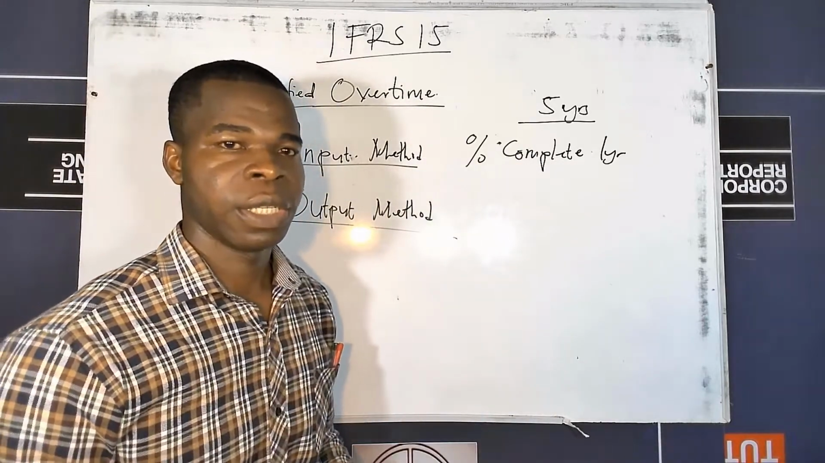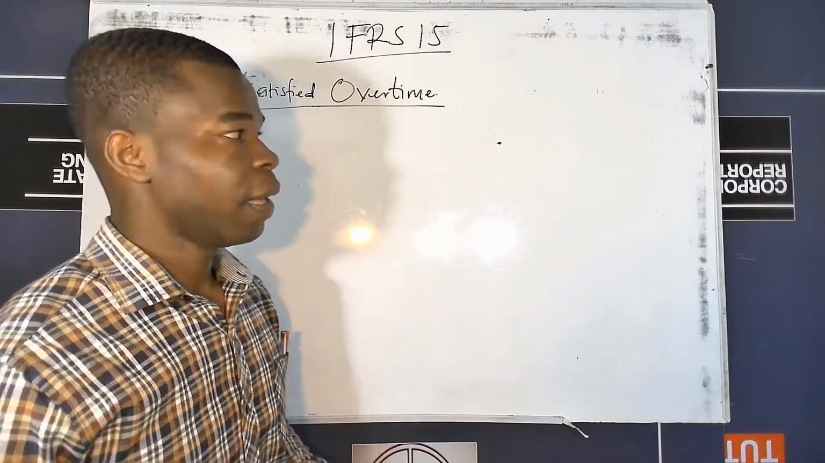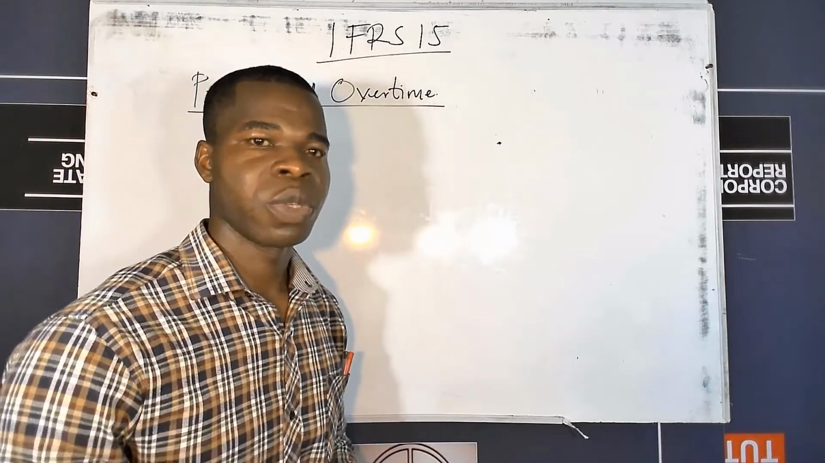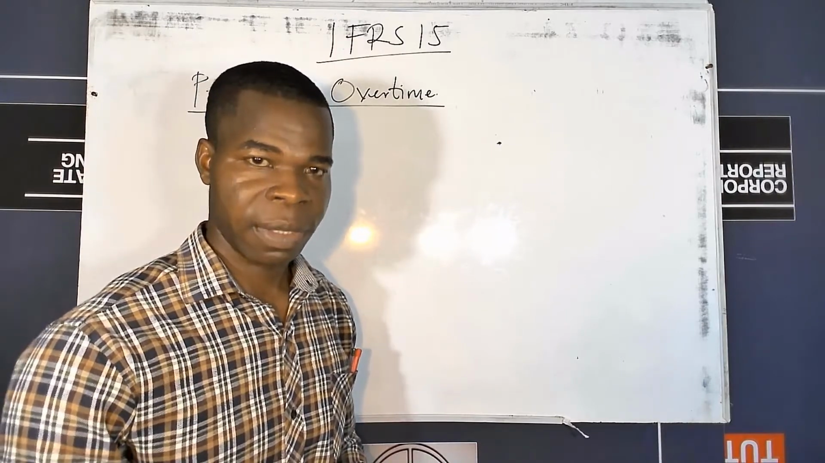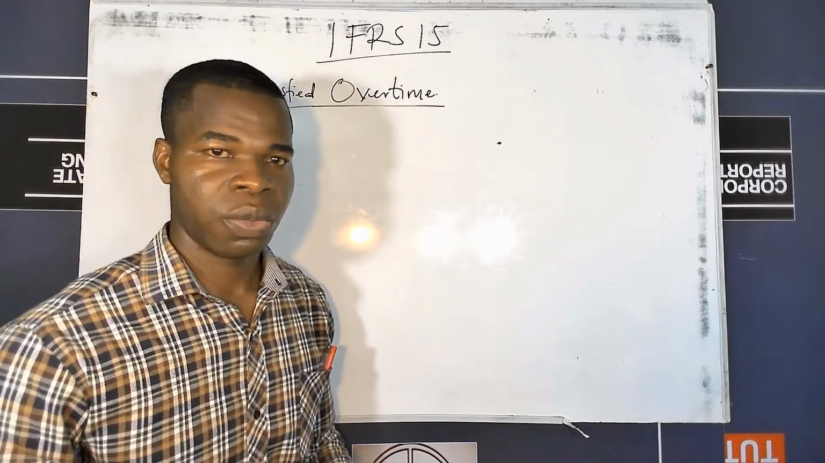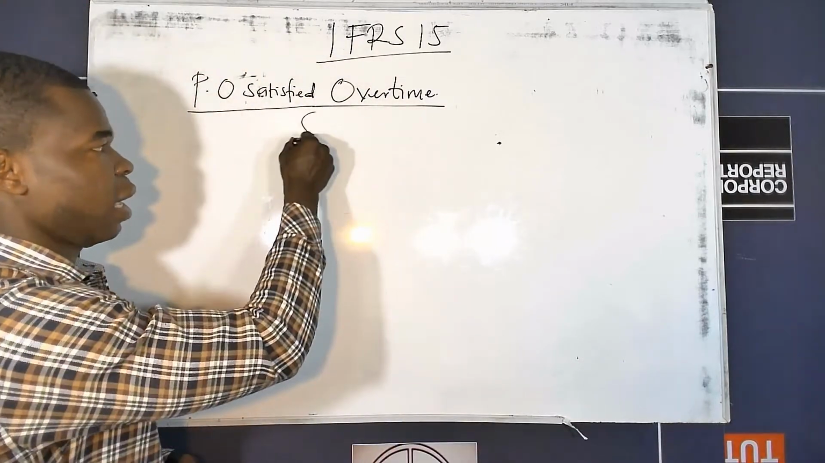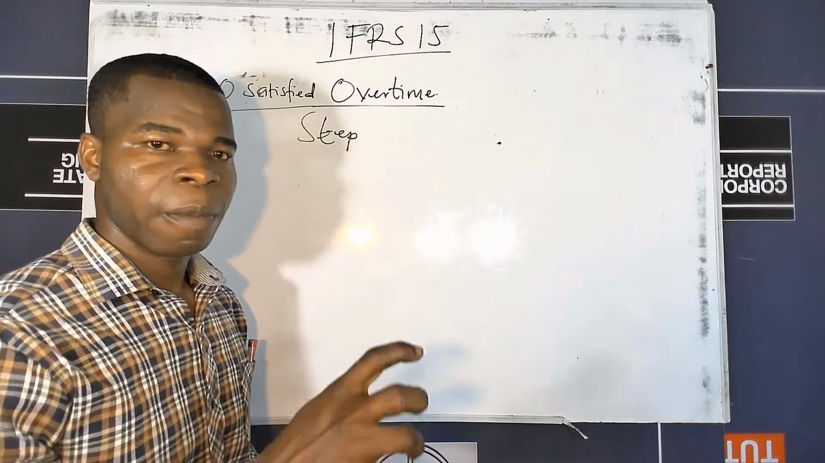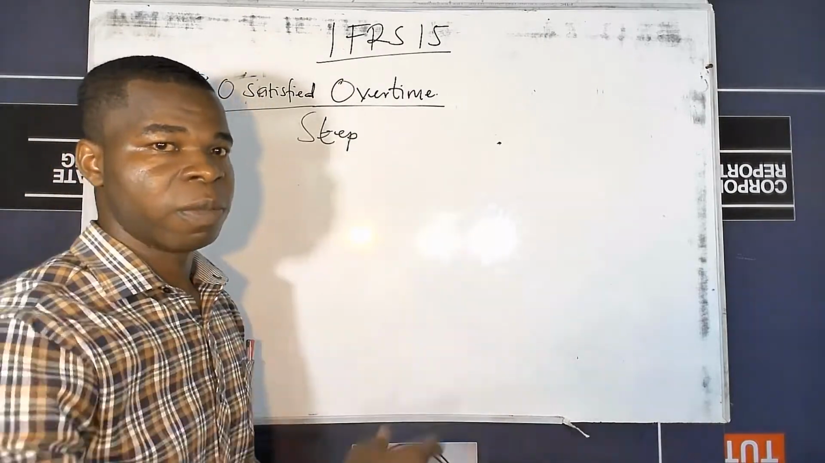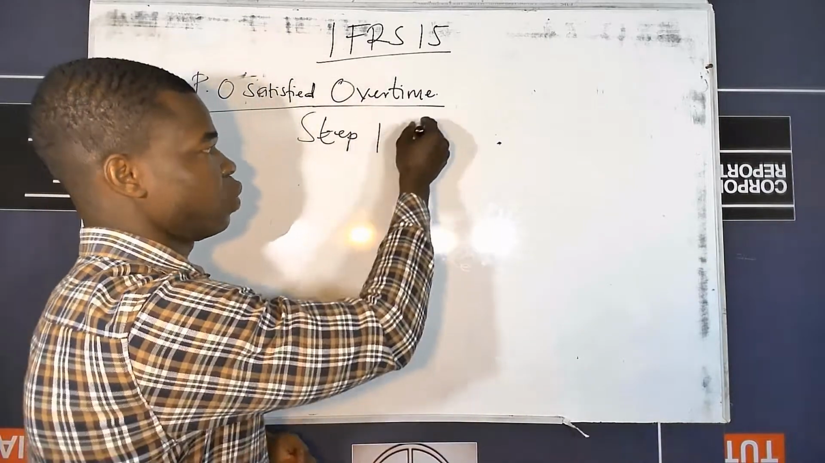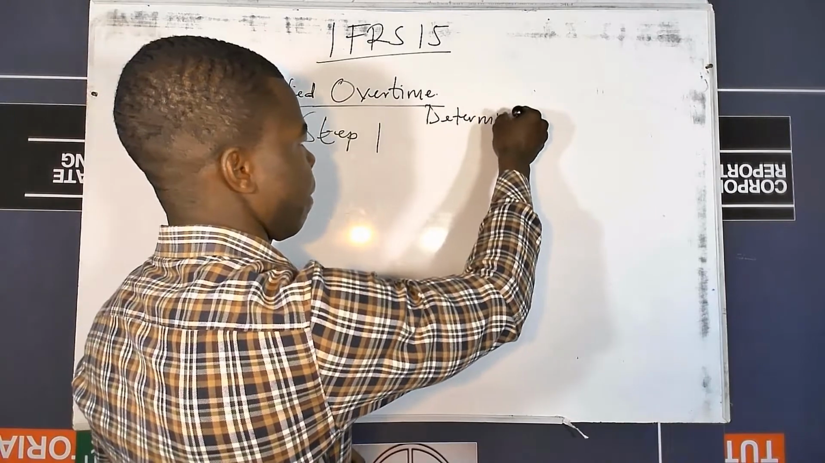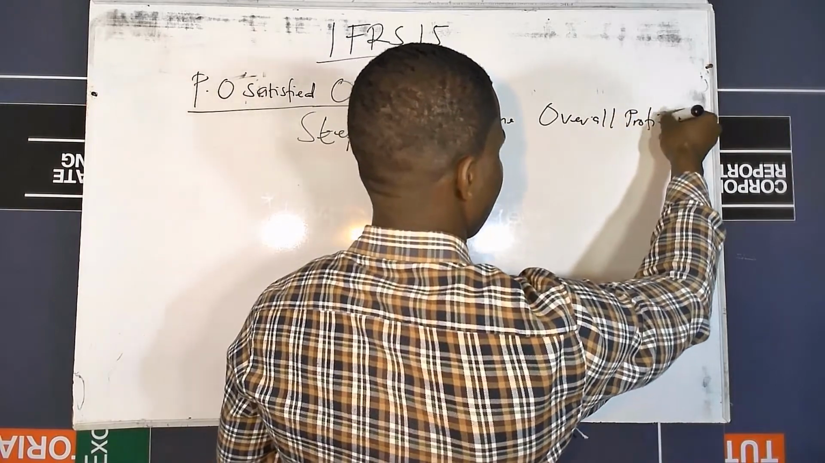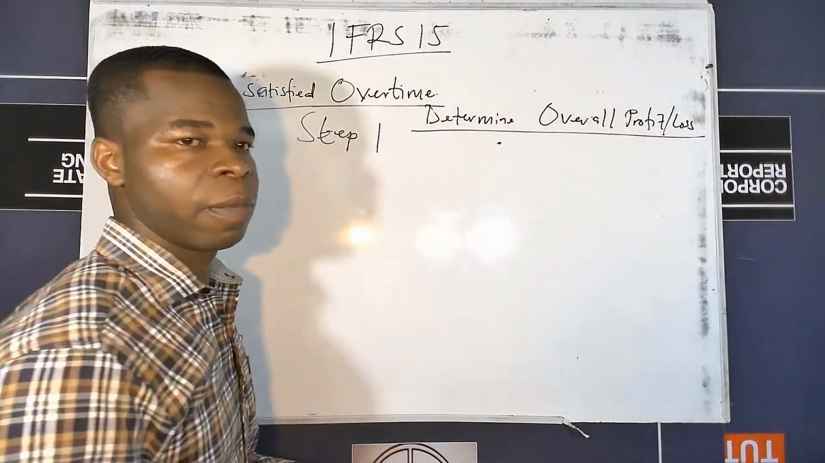your percentage of progress. Anytime a performance obligation is satisfied over time, there are some steps we are supposed to consider, at least about 4 of the steps. So let's go through the steps and see what we are expected to do. Now, with step 1, anytime you are given a question that pertains to a contract or a performance obligation that will be satisfied over time, the first one is to determine your overall profit or loss. So the first point is determine your overall profit or loss.